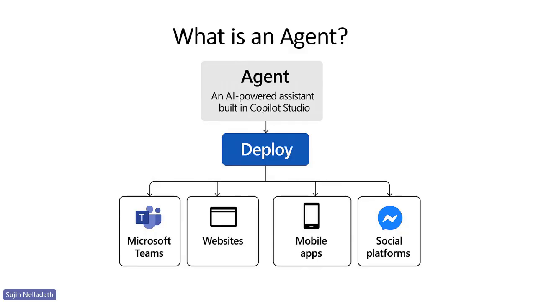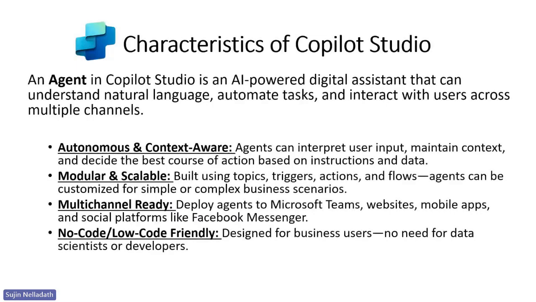You can deploy the agent that you create to multiple channels. An agent in Copilot Studio is an AI-powered digital assistant that can understand natural language, the language you generally speak, and it can automate your day-to-day tasks and interact with users across multiple channels. Basically, it's just automation, another way of automating your business.